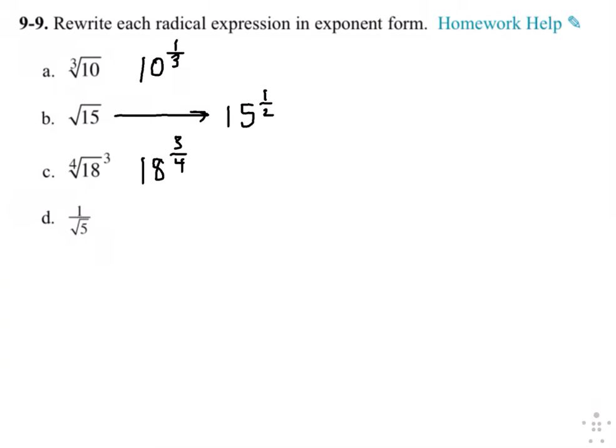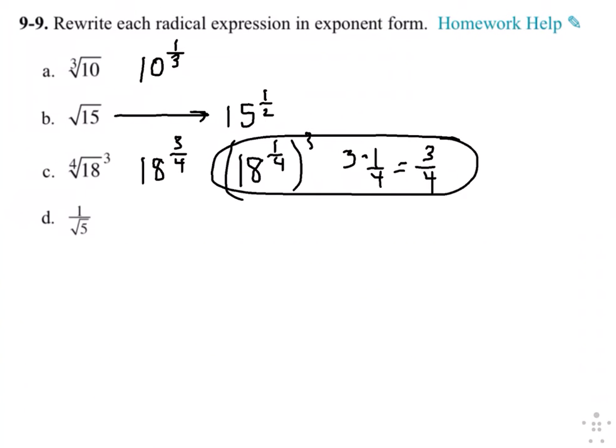Because if you think about it, right, it's 18 to the 1/4. That's the fourth root of 18, and then we're cubing that, right? And power to power says we multiply, so 3 times 1/4 is 3/4, right? This is the thought process. You don't need to show that, right?